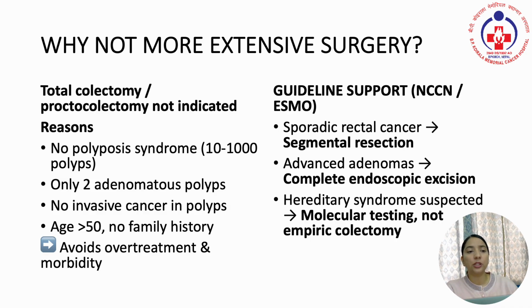And what do the NCCN guidelines support for the total colectomy or proctocolectomy? If there is sporadic rectal carcinoma, segmental resection, like in our case, and in case of the advanced adenomas, complete endoscopic excision can be done. And even if the case is of a suspected hereditary syndrome, molecular testing is suggested, but not the empiric colectomy.